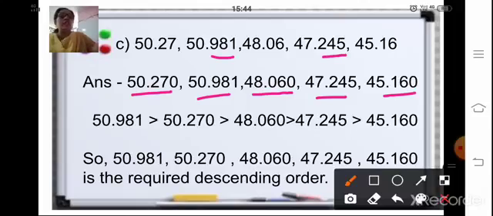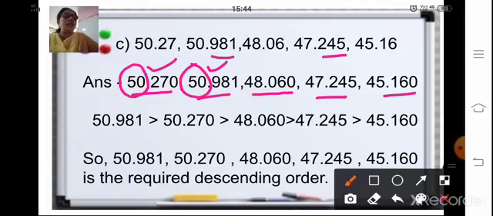So first we'll see the integral part, that is the number 50. We have got two decimal numbers with the integral part as 50. So the integral number is same, so we'll see the number in the 10th place, that is after the decimal point. Here the number is 9 and here the number is 2. Now as 9 is greater than 2, your first number will be 50.981, which is greater than 50.270.